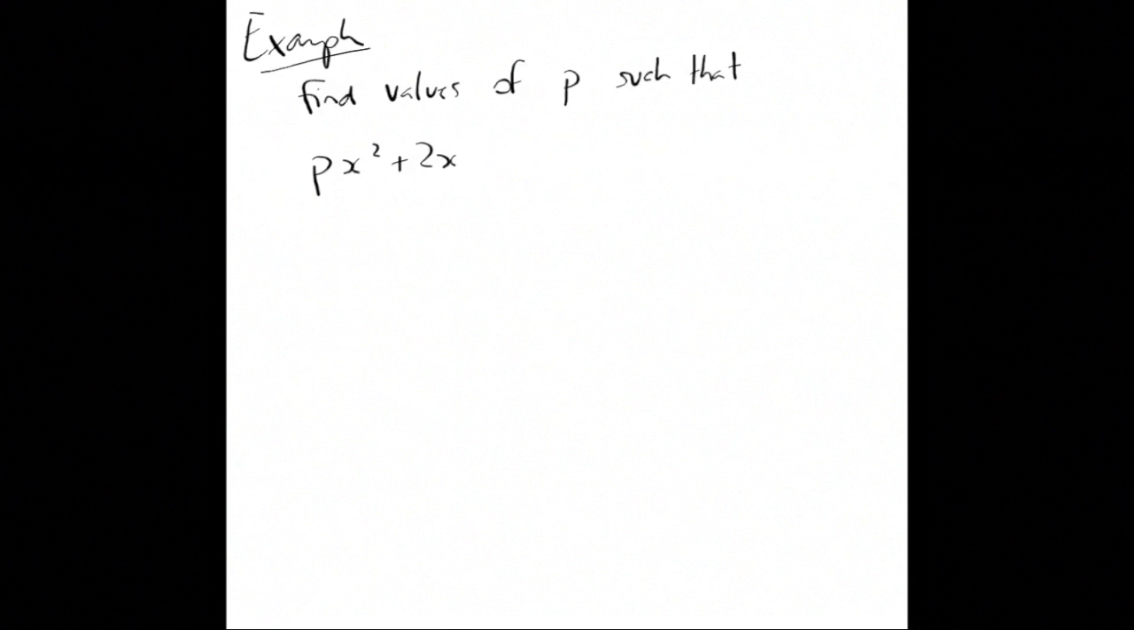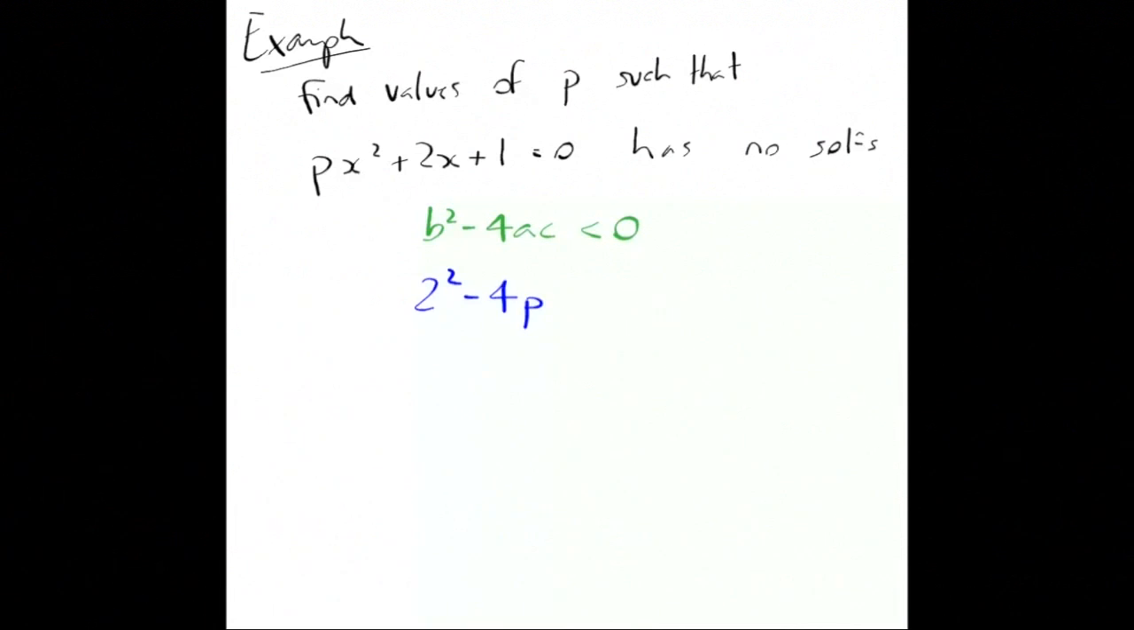Another example for us now. Find the values of p such that px squared plus 2x plus 1 equals 0 has no real solutions. Whenever it says has no solutions, has repeated solutions, has two distinct solutions, it's saying we need to be using our discriminant. So in this case, we're going to be doing b squared minus 4ac is negative for no solutions. So that tells us 2 squared minus 4p is negative, 4 minus 4p is less than 0. Simple, moving it across, 4 is less than 4p, so p is greater than 1.